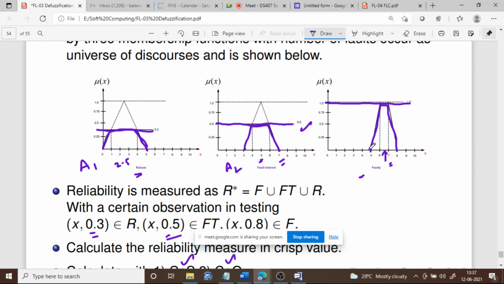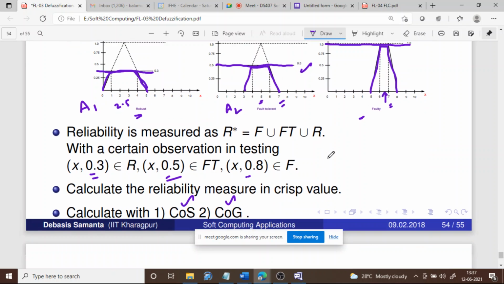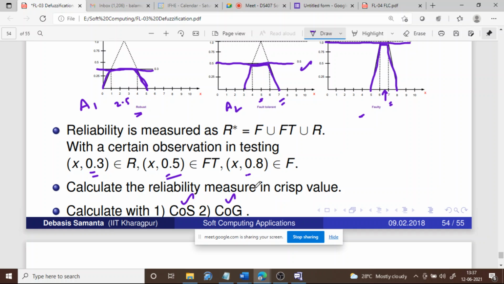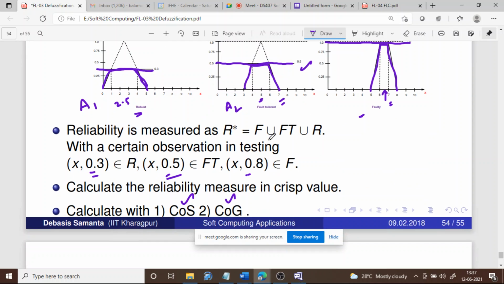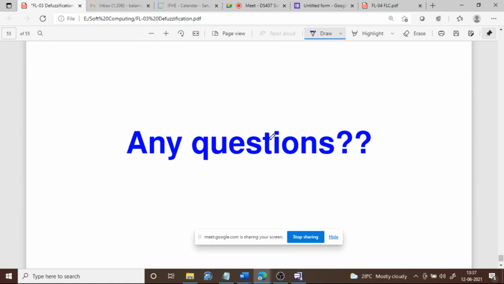For the center of gravity technique, first you have to merge all these graphs and find the union. As a result, you will get one graph. Then you have to divide that graph into several small parts, and find the area of each individual part by solving the line equation. And then you have to plug into that formula of center of gravity, right? Okay. So all these things you can take as homework and try, right? So that's it about defuzzification techniques.